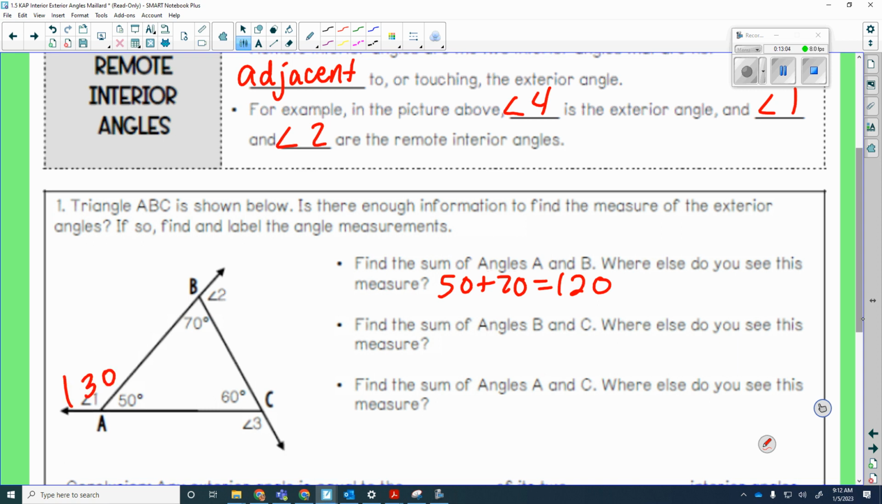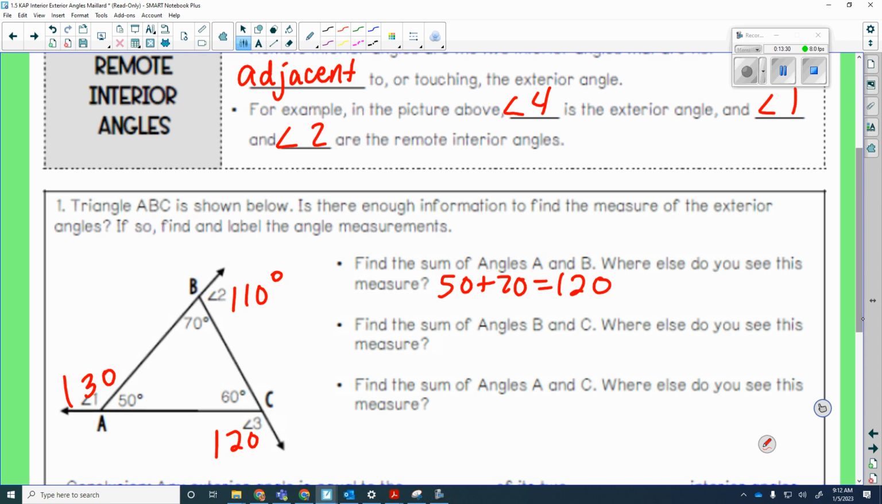Okay. What about angle 2? Because 180, again, those two make a straight line. Are you all doing it with me? 180 minus 70 equals 110. Okay. And then what about angle 3? This is 120 because, again, 180 minus 60 equals 120. Does everybody see where I got those numbers?